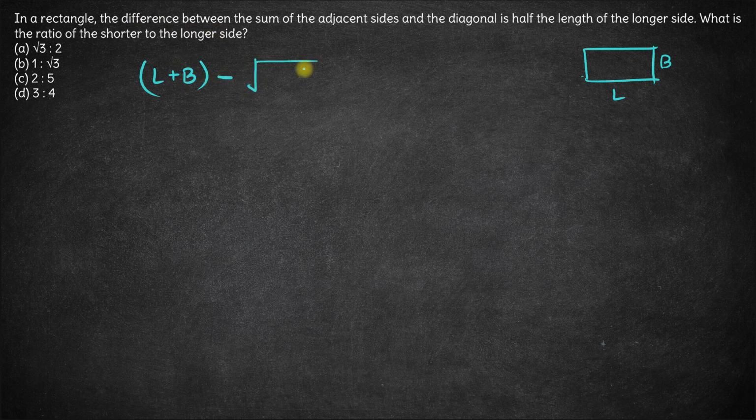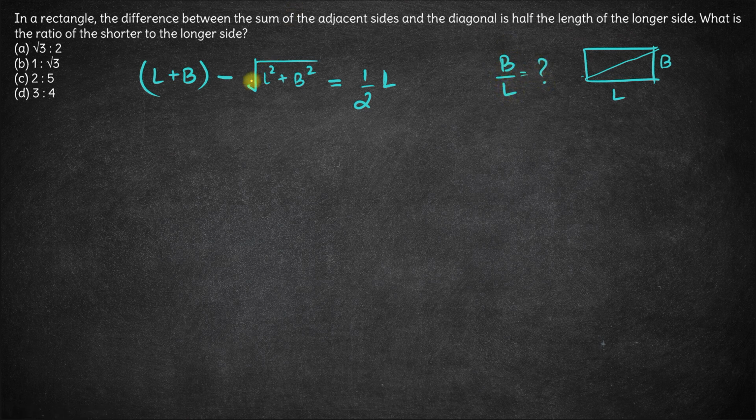Now the diagonal of a rectangle we know is square root of L square plus B square, right? Using Pythagoras theorem here. So the difference of these two is half the length of the longer side, which is L. Length is the longer side in a rectangle, right? So we need to figure out the ratio of the shorter to the longer side. The shorter side is B, so we need the ratio of B by L.